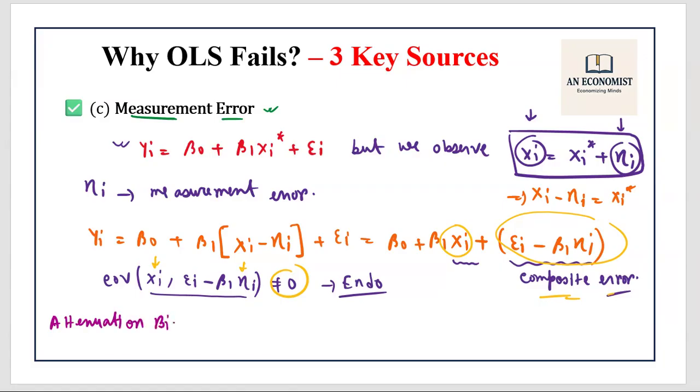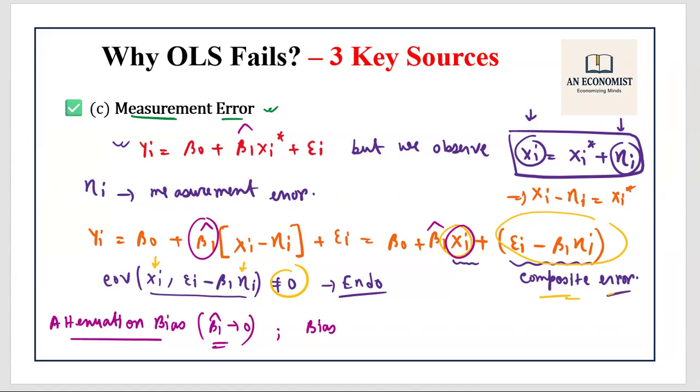Attenuation bias arises. What is attenuation bias? Attenuation means if you do the estimation using OLS, the OLS estimator of the beta coefficient will be biased towards 0. If you find this beta 1 cap corresponding to this endogenous variable xi, the estimated value of beta 1 cap will go towards 0. That is what we call the attenuation bias.